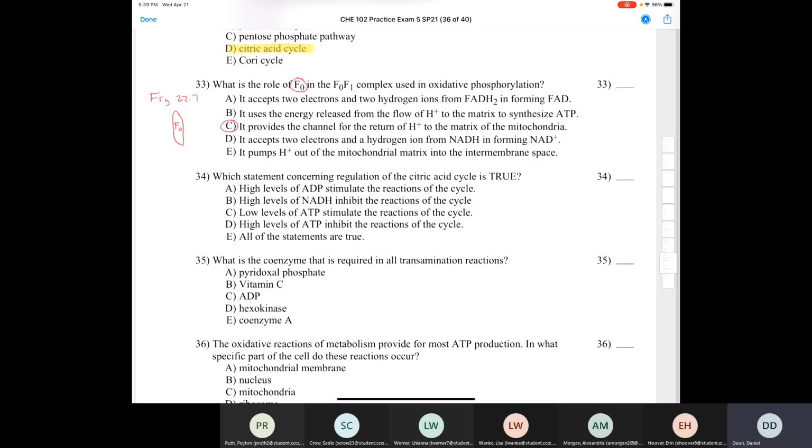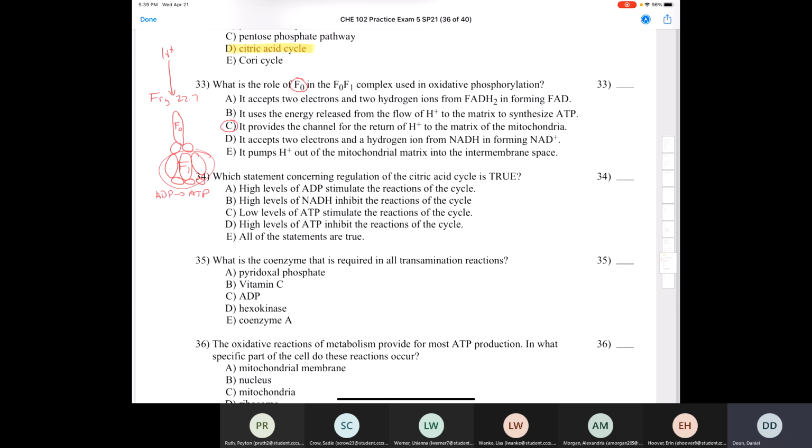So here's the F0 portion, and then you have the F1, which again, I'm going to butcher it here, but the F1 portion looks something like this. This would be the F1 portion. Well, the protons end up passing through the F0 portion, and it's the F1 portion that activates ATP synthase and causes ADP to be converted into ATP.